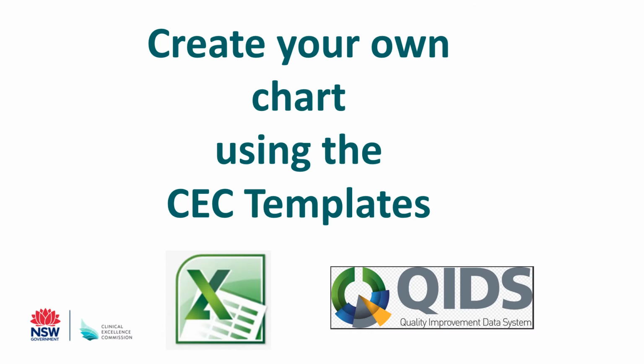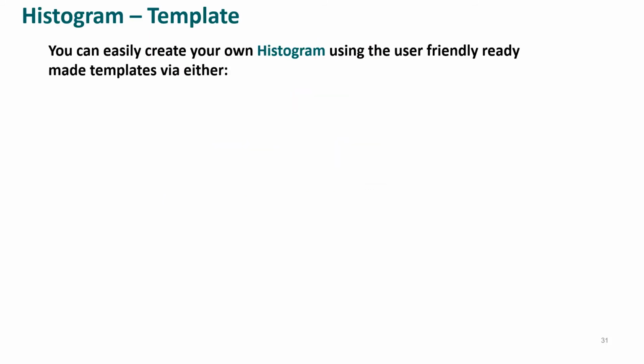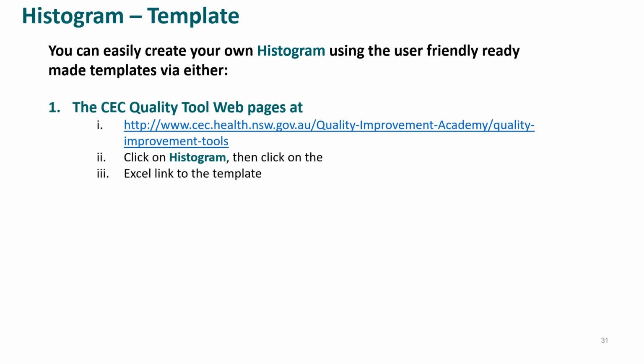I'll now show you how you can create your own chart using the ready-made templates on the CEC website. You can easily create your own chart using the user-friendly ready-made templates on the CEC website. And we have two different systems where you could do this. Either on the Quality Tool web pages, you click on the chart that you want and then there will be an Excel template for you.